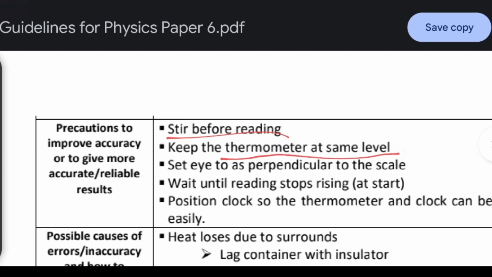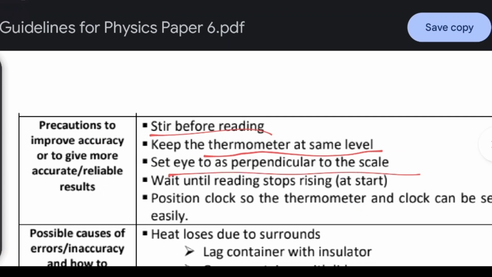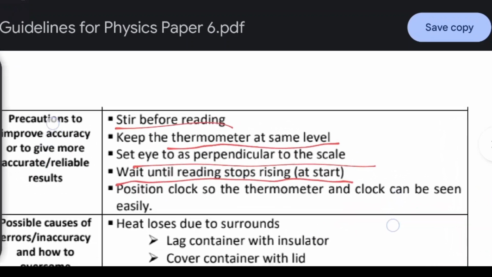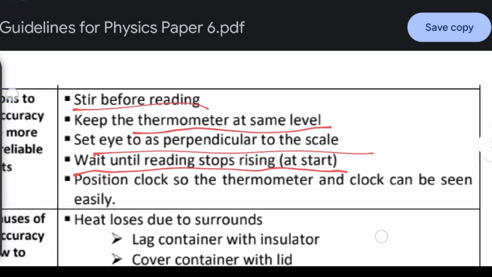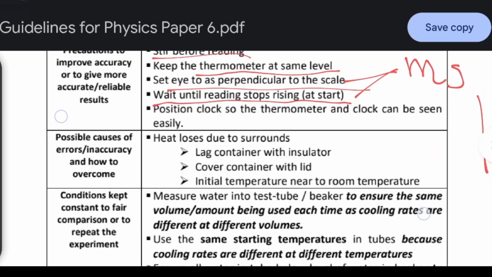Keep the thermometer at the same level for both the beakers, because the deeper the thermometer, the more it can affect the temperature reading. Set your eye perpendicular to the scale. Again, you all know what this means. Wait until the reading stops rising. We have discussed this as well. Position the clock with the thermometer so that the clock can be seen easily. As soon as it turns 30 seconds, you note down the reading, and then 60. It should be placed in front of you. Let me tell you, the examiner loves this point and this point. The mark scheme loves these two points, but you can write the others as well.